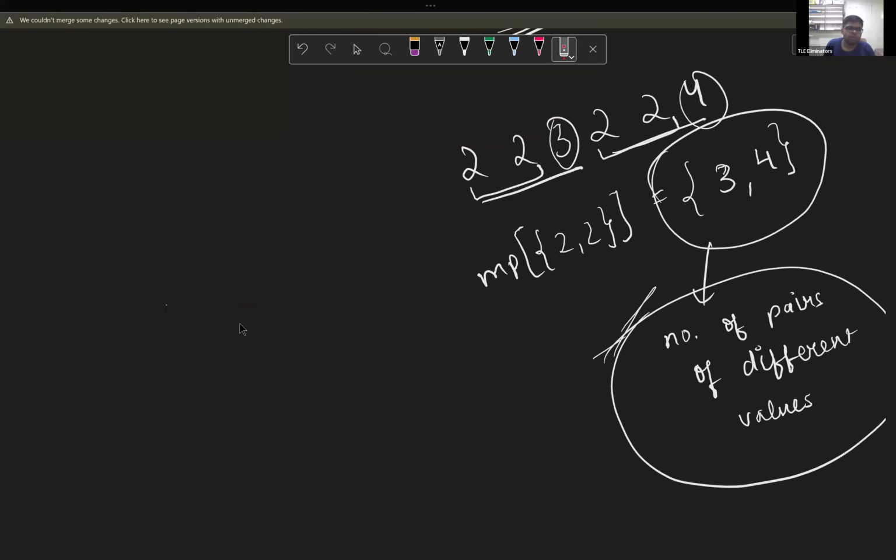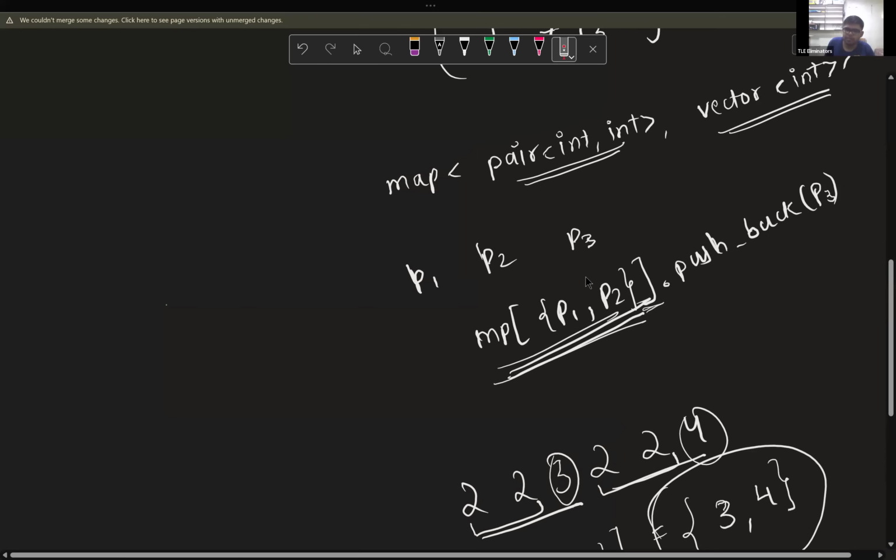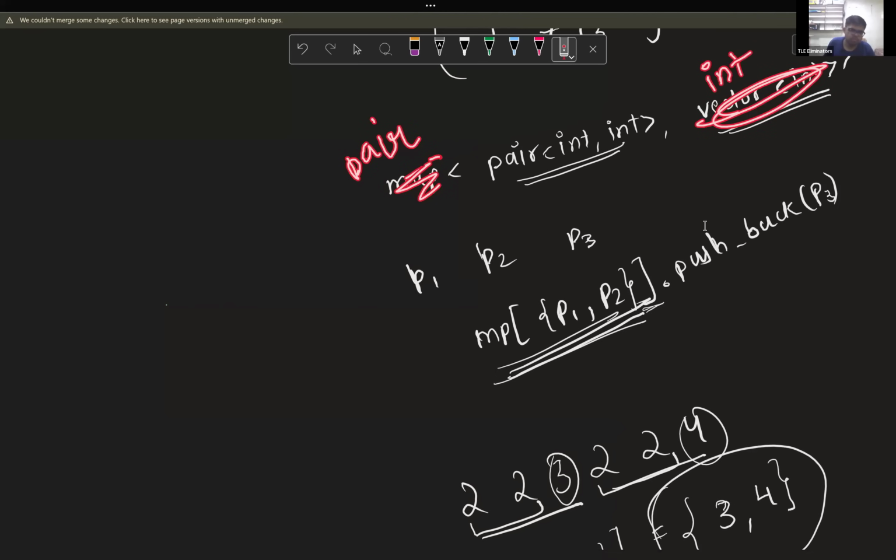Okay, so a pair of int would also work. What is this pair of int? Okay, so are you asking to have a pair at this place and have an int there?